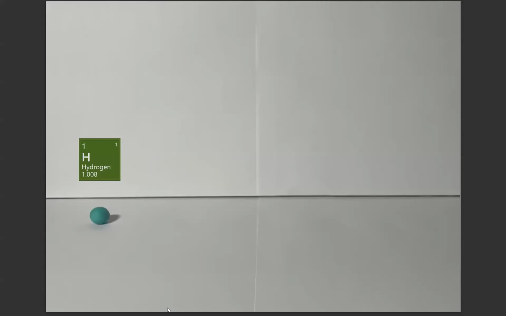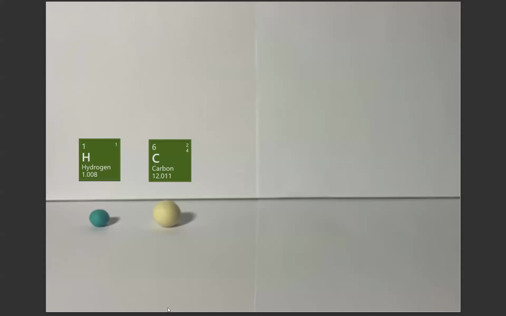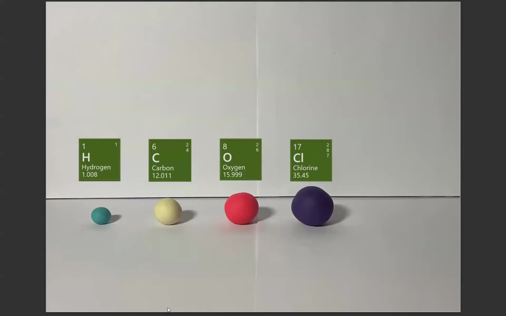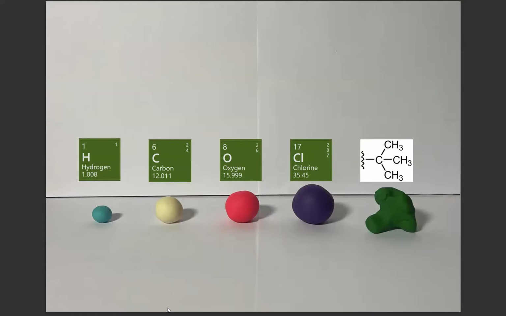To discuss chirality, we will use clay to represent atoms. Blue clay is hydrogen, white clay is carbon, red clay is oxygen, purple clay is chlorine, and the green clay broccoli is a butyl group.